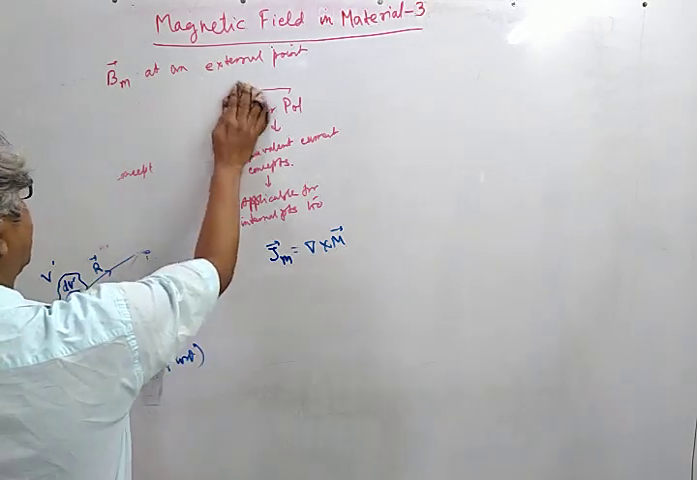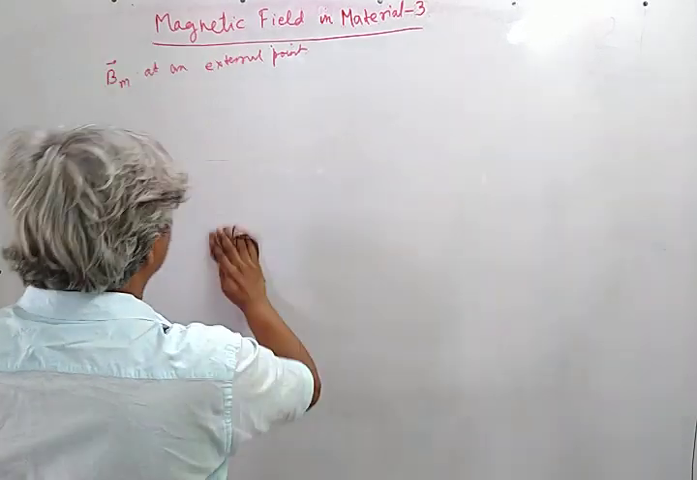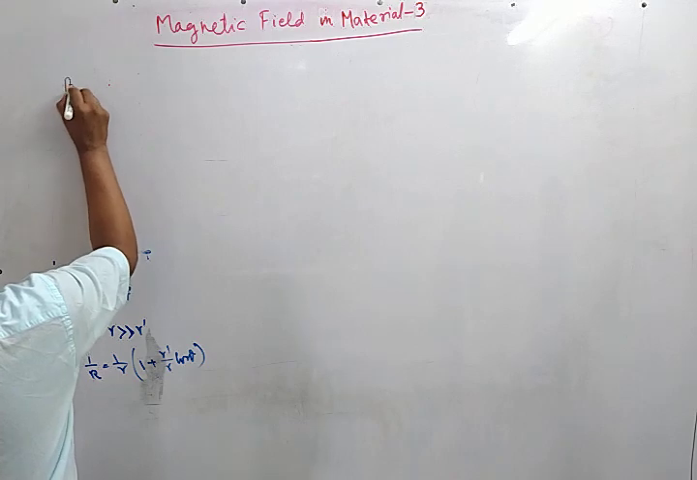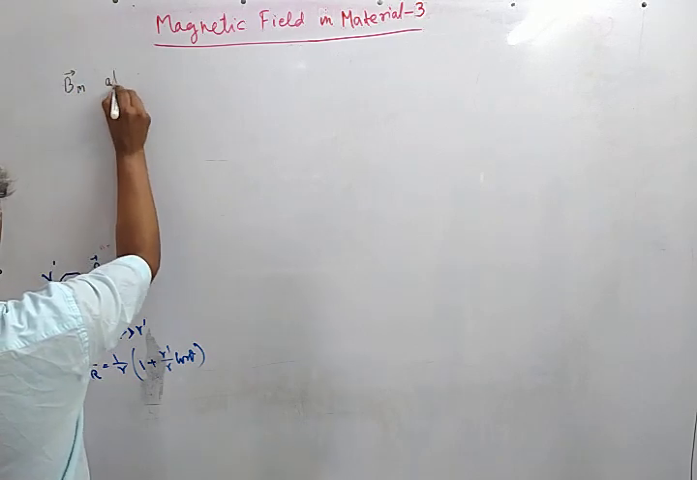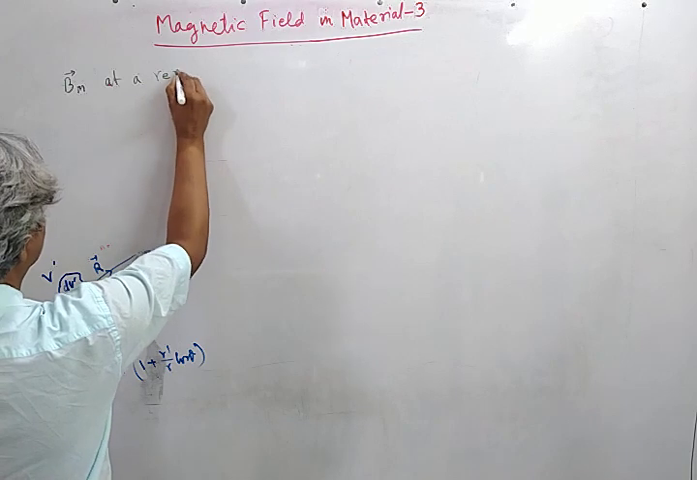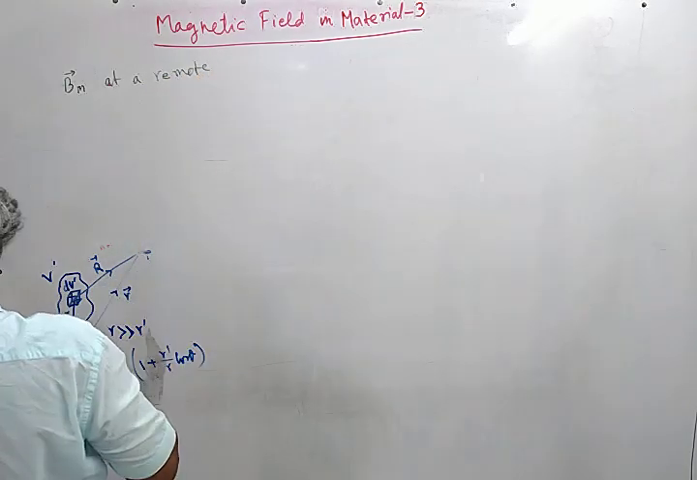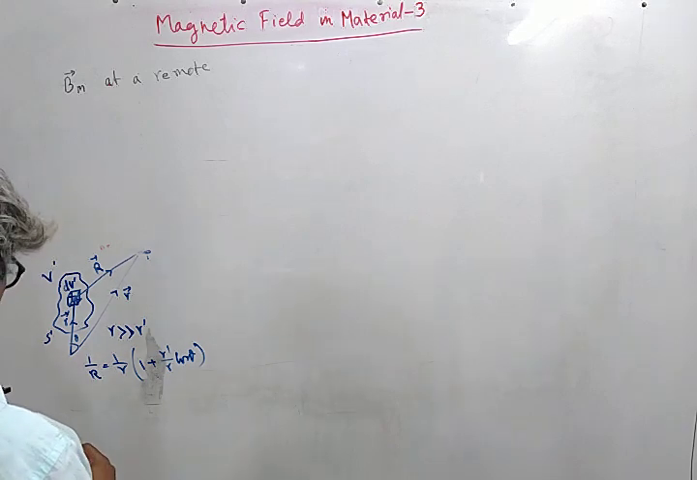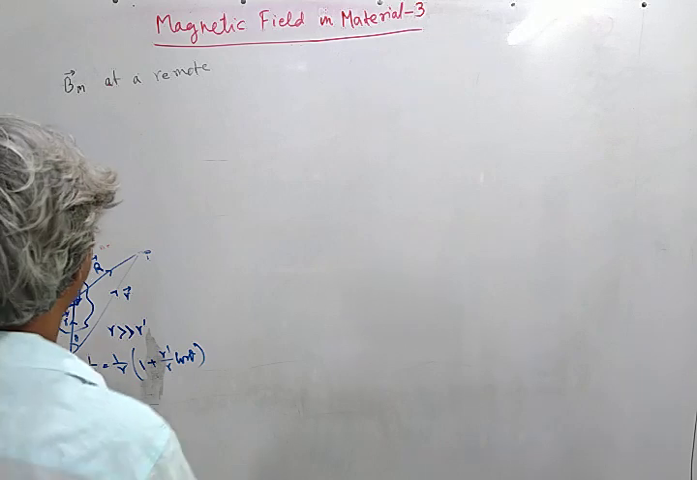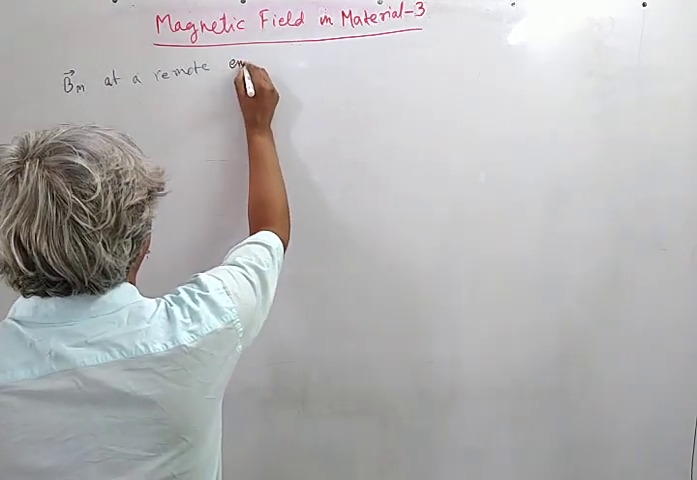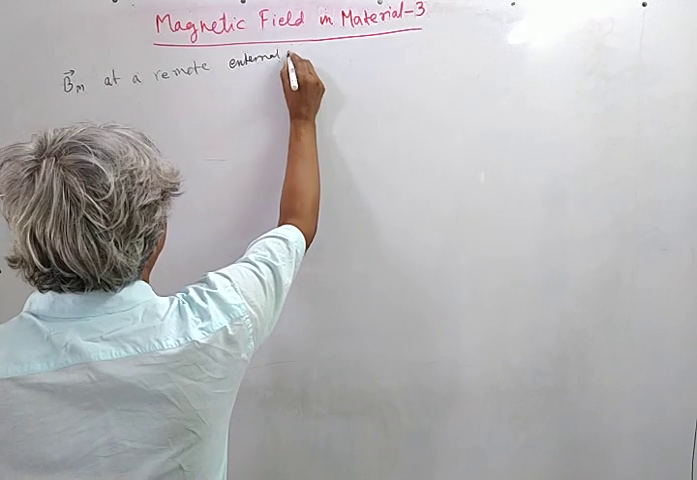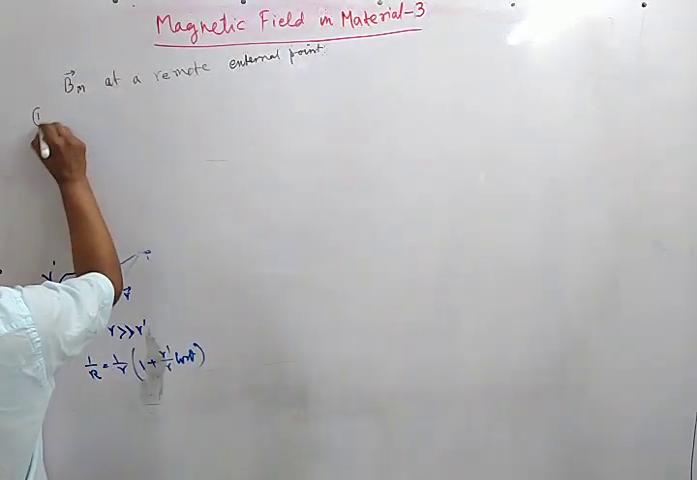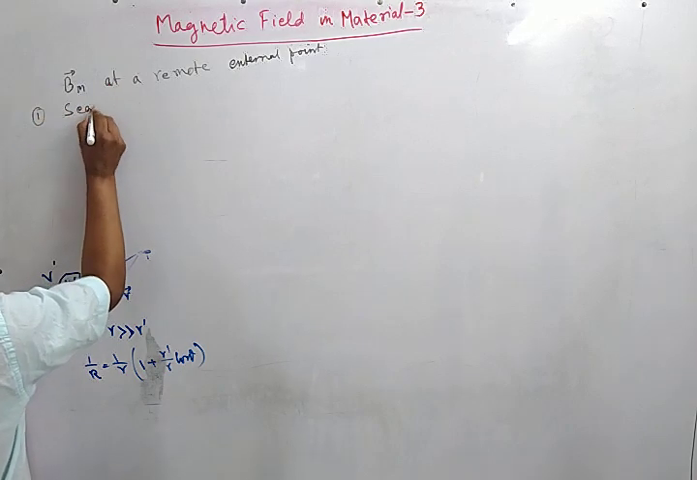So B at an external point, or remote external point. Remote external point means the dipole approximation is valid. One is the scalar potential approach.